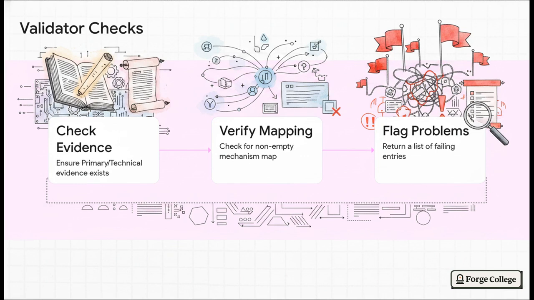Your validator will just run a few simple checks. One, it'll check that every single entry has at least one piece of primary or technical evidence. Two, it'll verify that your mechanism mapping isn't empty. And three, it'll return a handy list of flagged problems if anything is missing. And this brilliantly illustrates how we can take highly qualitative historical standards and magically transform them into strict, automatable code checks. It completely ensures your logic is sound before you even write a single paragraph of your capstone.